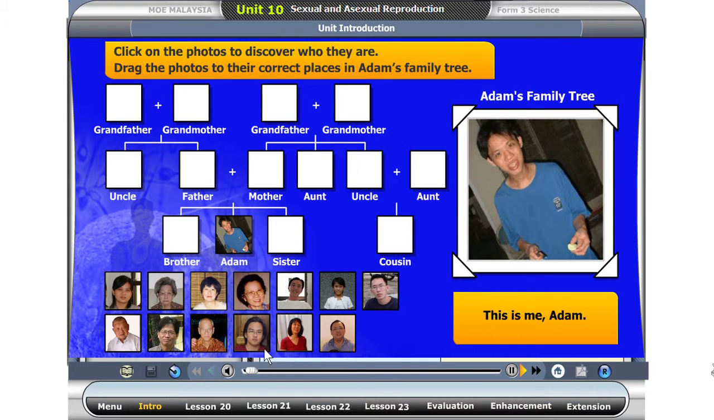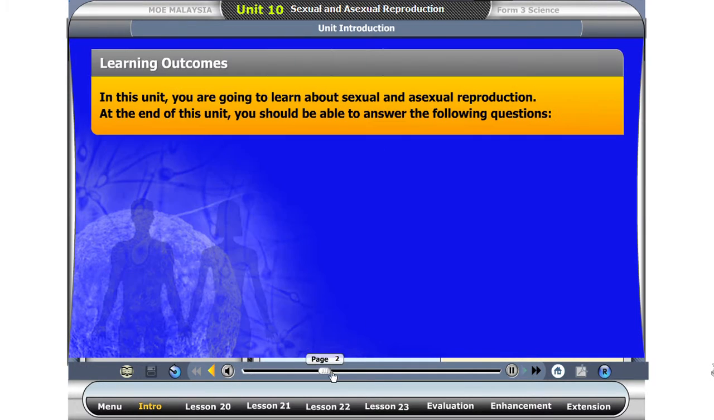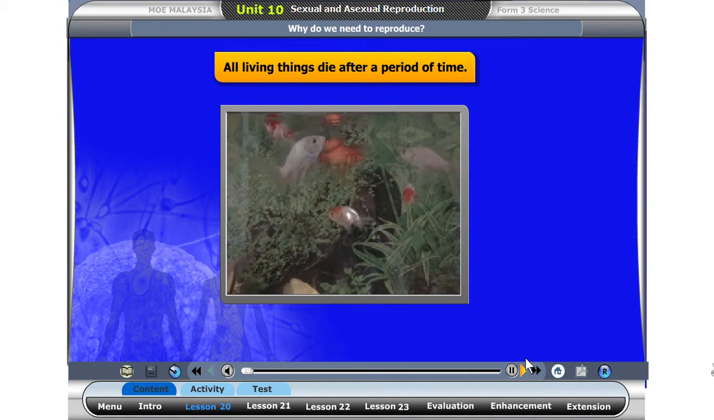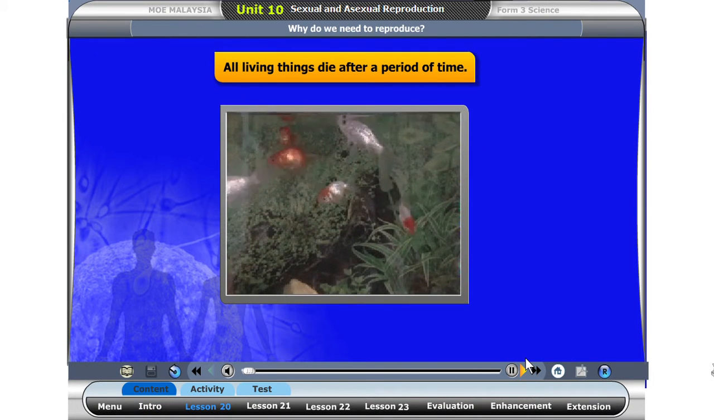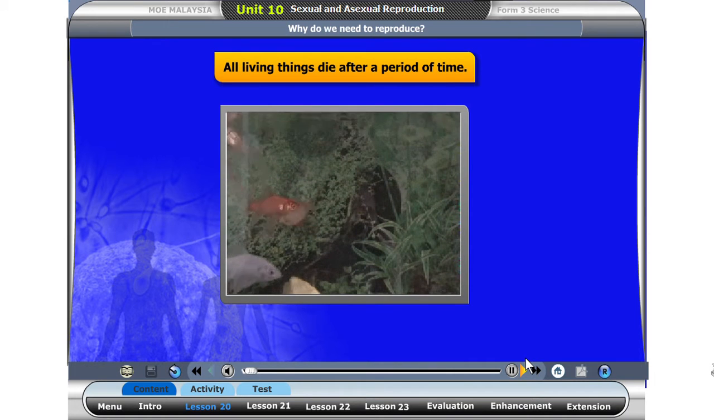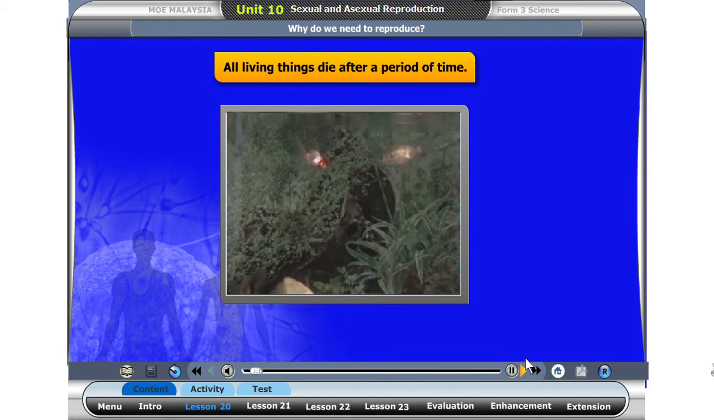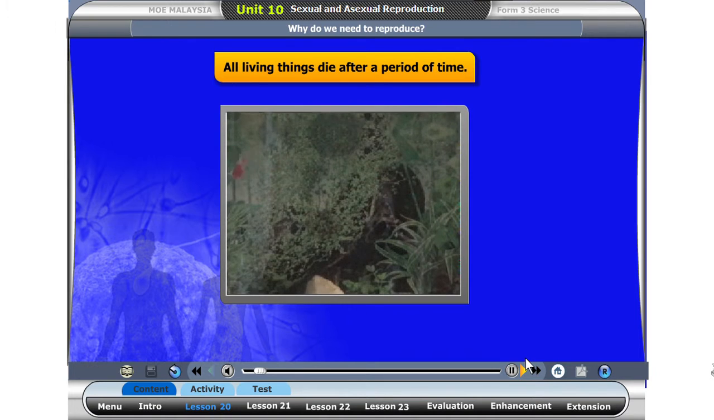This is Adam. He is building. Observe the fishes in the pond. Notice that the number of fishes gets less and less. This happens because after a period of time, the fishes die. All living things, including us, die after a period of time.